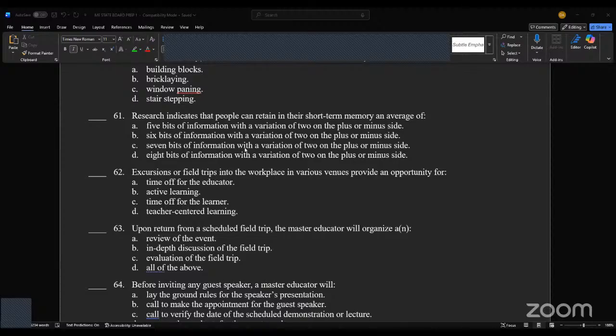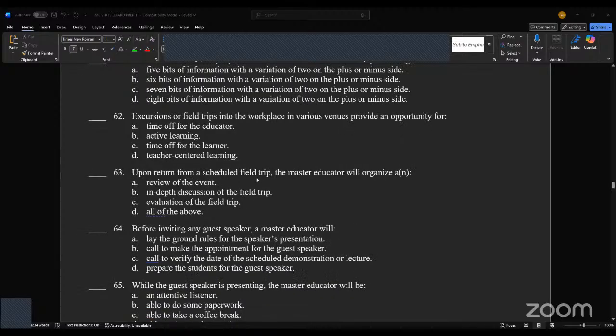So 61 was C, 62 was B, 63. Upon return from a scheduled field trip, the master educator will organize a review of the event, an in-depth discussion of the field trip, an evaluation of the field trip, or all of the above. 63.